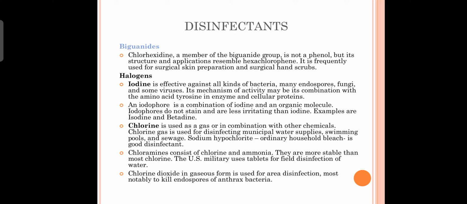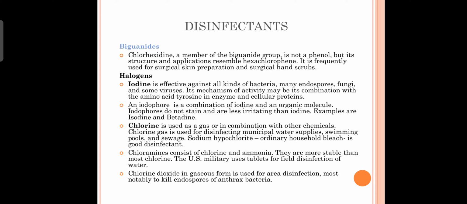Next one is halogens. In that, the first one is iodine, which is effective against all kinds of bacteria, many endospores, fungi, and some viruses. Its mechanism of activity may be its combination with the amino acid tyrosine in enzymes and cellular proteins. An iodophor is a combination of iodine and an organic molecule; iodophors do not stain and are less irritating than iodine. Examples are betadine solution or iodine solution.